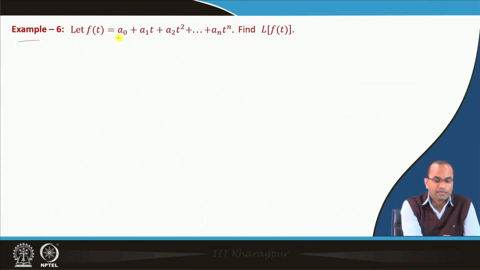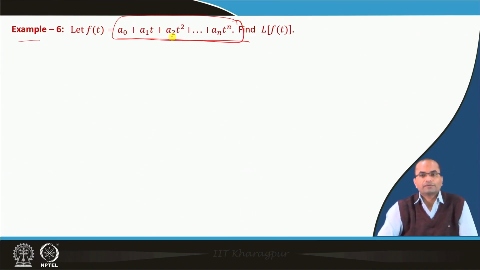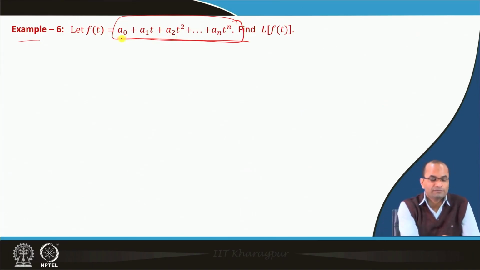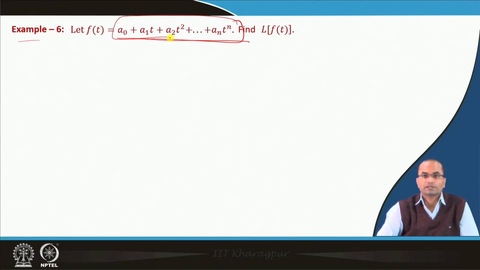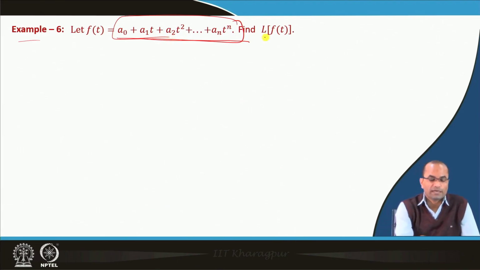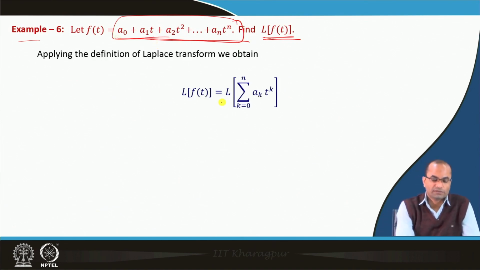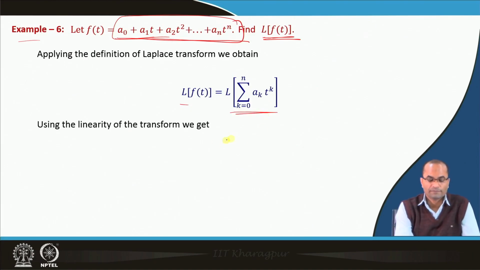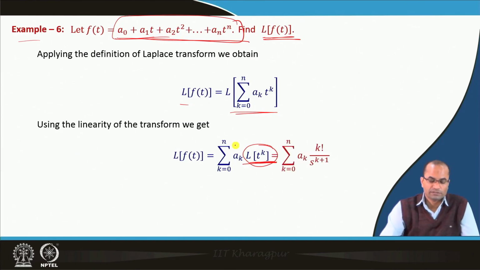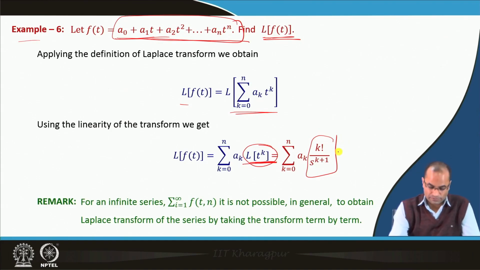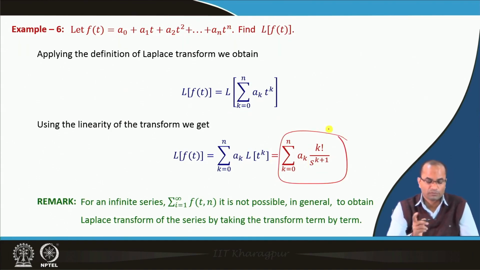The next example, we have the function a naught plus a 1 t and so on. This is just a linear combination of different powers of t, and naturally we know that the Laplace transform enjoys the linearity property. So, we can apply the Laplace transform to each term. That means the Laplace of this sum will be a sum of the Laplace of t power k, and we know the Laplace of t power k is factorial k over s power k plus 1. So, we basically got the result simply using the linearity property.